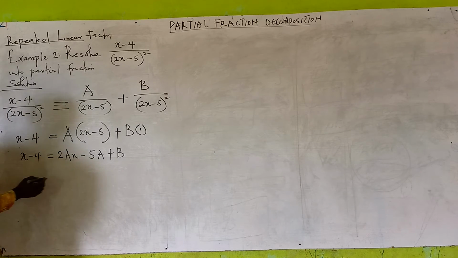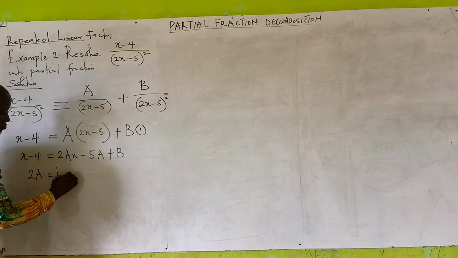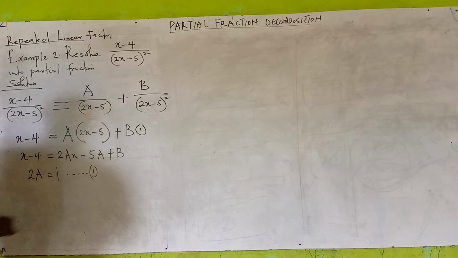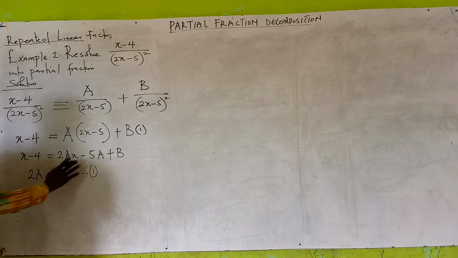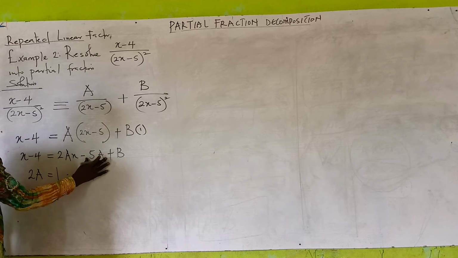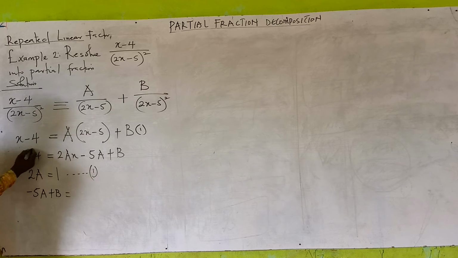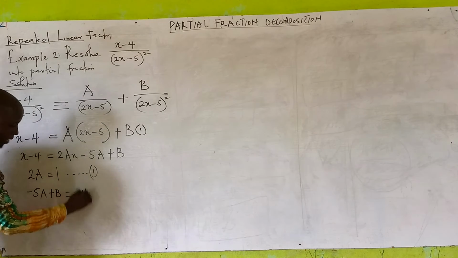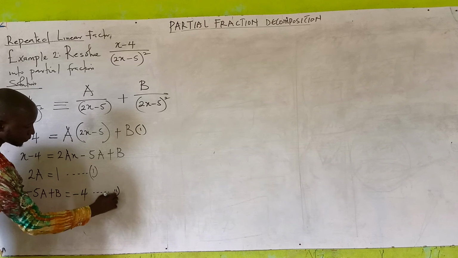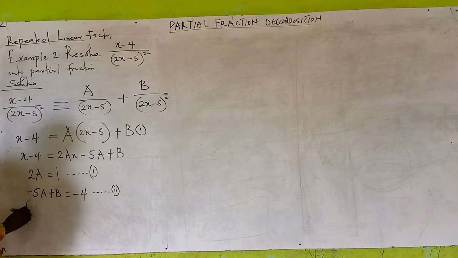Now I want to compare this side of the equation to this side of the equation here. The coefficient of x here is 2a. So we have 2a equals to the coefficient of x here, which is 1. Let's say this is equation 1. Let's write everything out first. Then we have the other constant, which is minus 5a. You can see there is no x here, there is no x here. So we have minus 5a plus b equals to, what is the constant here? The constant here is not 4, it is minus 4. So we have minus 4. Let's say equation 2.